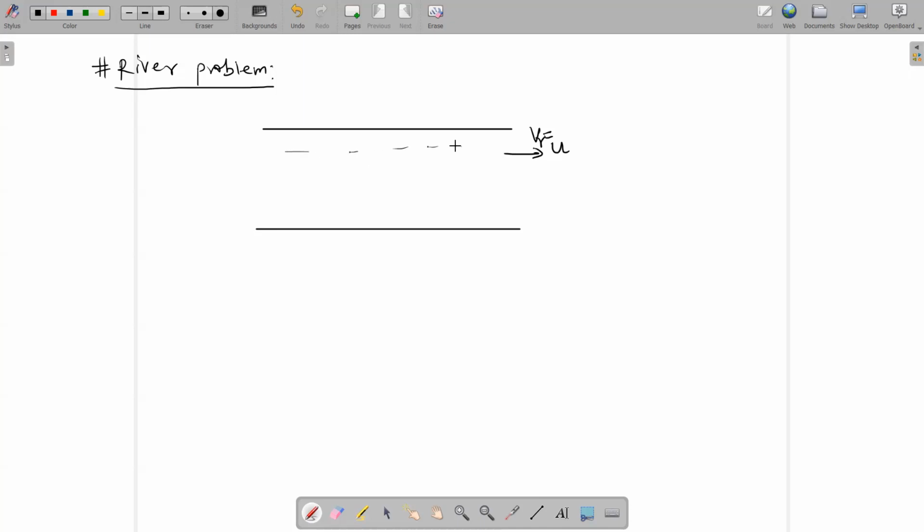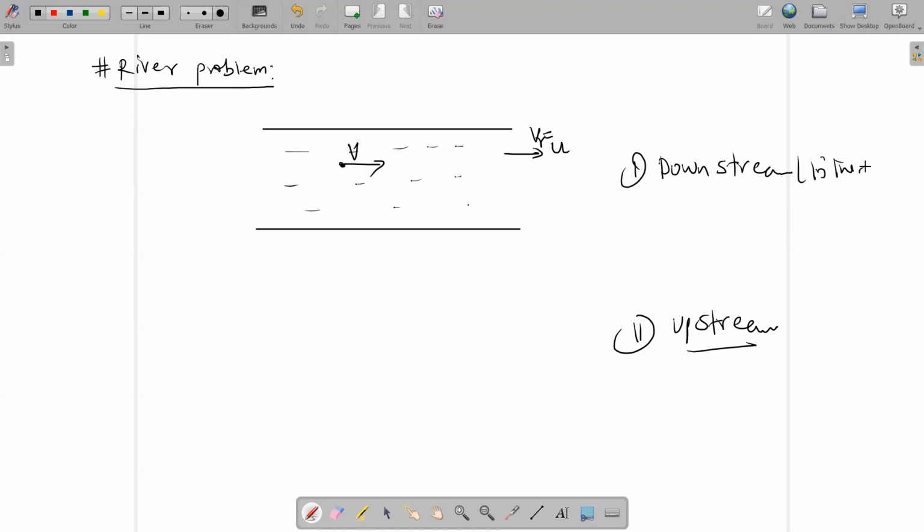So in this river, suppose you swim in the direction of the flow, like this, v, right? So what would be your net velocity? If you swim in the direction of flow, and second case, maybe if you swim in the opposite direction of flow. So there are two terms, downstream and upstream. Downstream means in the direction of the river flow. And this is in the opposite direction of the river flow.